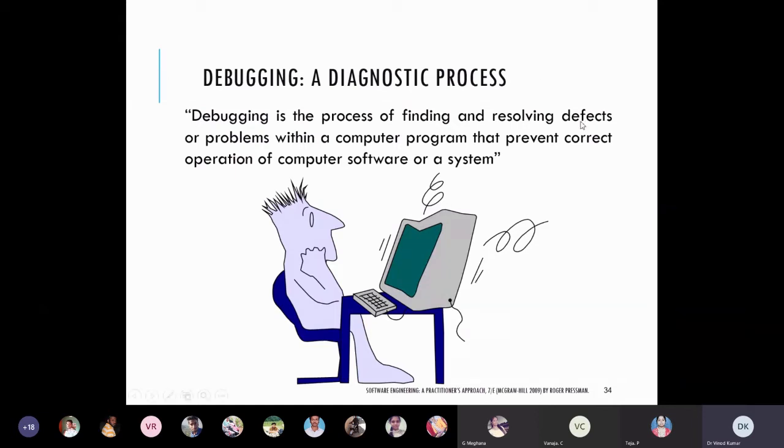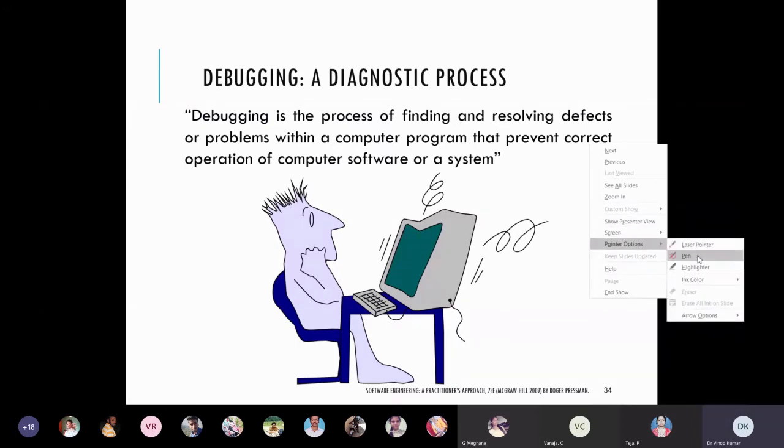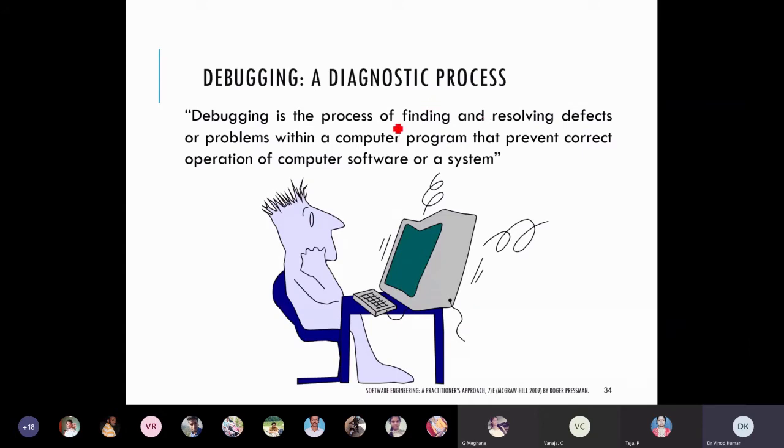So debugging, you can see here the definition: it is the process of finding and resolving defects. First you will find, then you will resolve. Defects are problems within a computer program that prevent correct operation of computer software or a system. So this is debugging. Who does this debugging task? They are called debuggers. And we also have some debugger tools. Automated tools are also there, and they can be used for the debugging process.